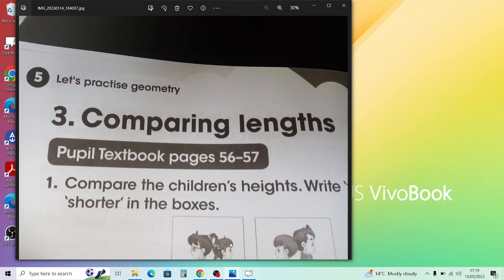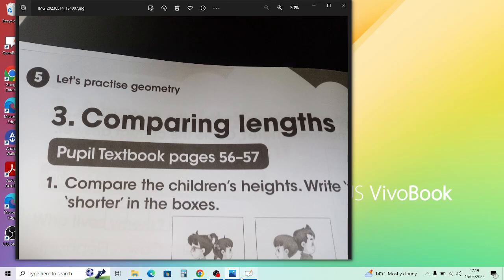And question 5, color the longest bar black, and you can color the shortest bar red. And should be fairly straightforward. If you're struggling, you can use a ruler. Compare the distances and write longer or shorter for question 6. And this is about counting the squares. I think when you count the squares, you'll realize that route B is the longer route.